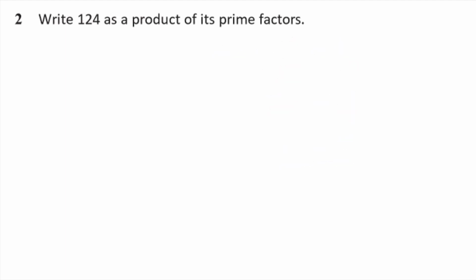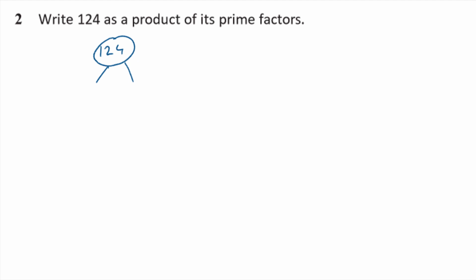Question 2: write 124 as a product of its prime factors. Now, if this was the calculator paper, there's a handy button to do it, isn't there? You can just use the factor key, but this is not the calculator paper. So if it isn't a calculator, then you just need to keep thinking about pairs of numbers that give you that number and break it down slowly until you're left with prime factors. So can you think of two numbers that multiply together to give you 124?